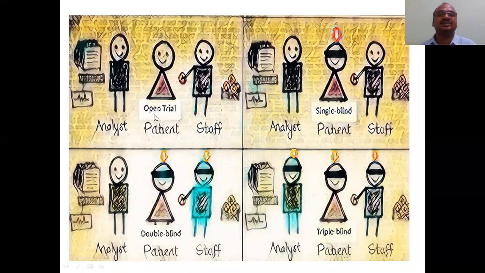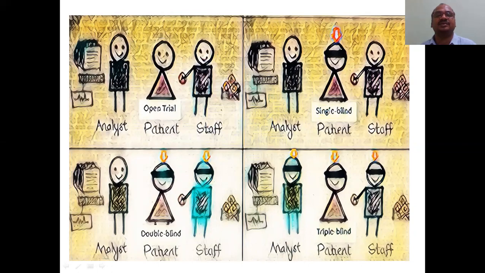Open trial. See the cursor. First one, open trial. Open trial means, whenever you are doing an experiment, a clinical trial, there must be a medicine. This is a medicine. These are all common. In any type of study, first a medicine will be there.